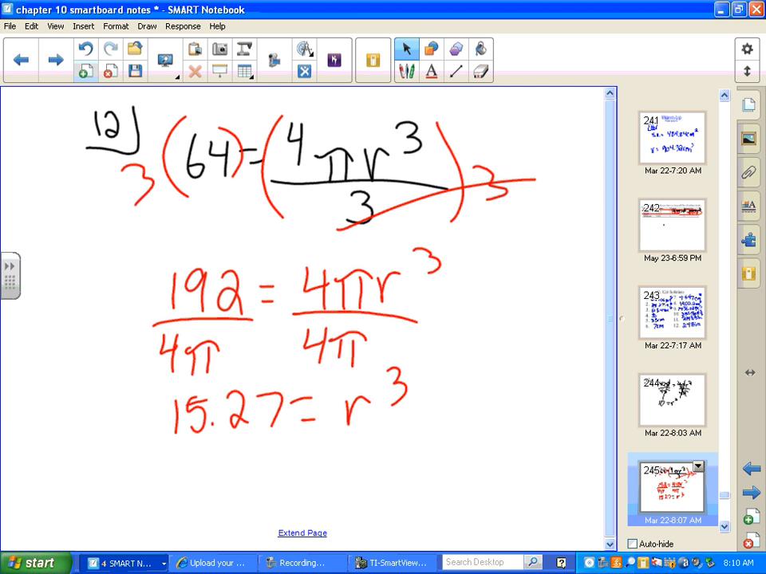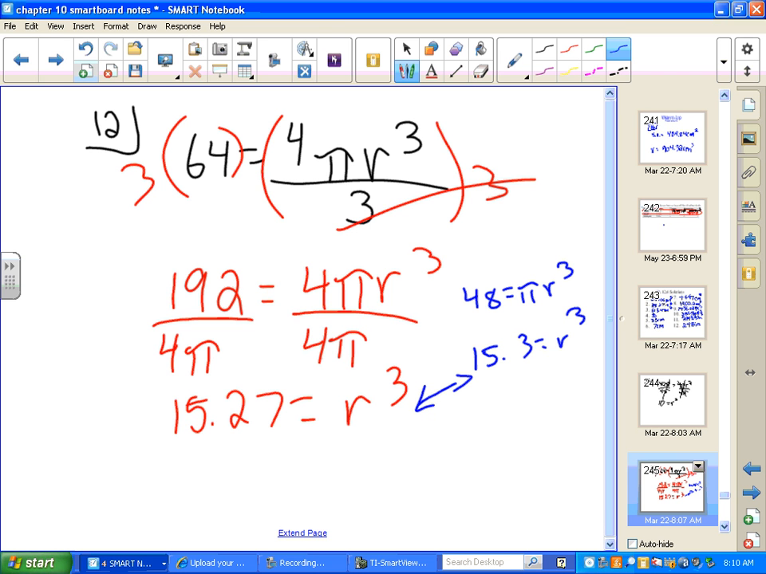You multiplied 64 times. Okay, hold on. Okay, yep, so you get 48 equals pi r cubed. Then you divided both sides by 3.14. So what's 48 divided by 3.14? Yep, so it's the same thing I have here.